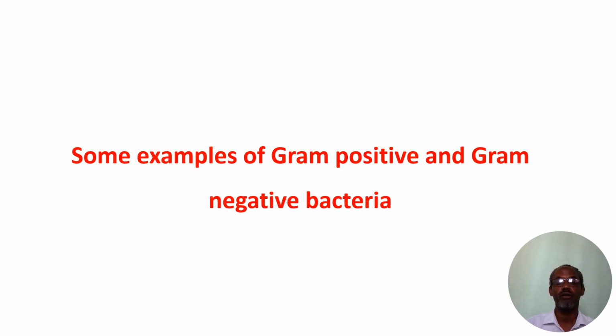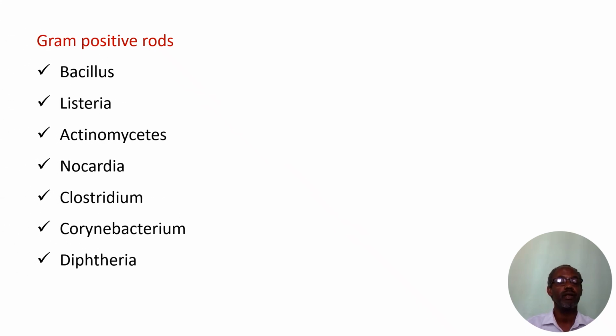Some examples of gram-positive and gram-negative bacteria you can see here. You have to know at least those listed here. Gram-positive rod-shaped bacteria include Bacillus, Listeria, Actinomyces, Nocardia, Clostridium, and Corynebacterium diphtheriae. These are pathogenic, all except actinomycetes. Actinomycetes are not known as pathogens; they are known as antibiotic-producing bacteria.